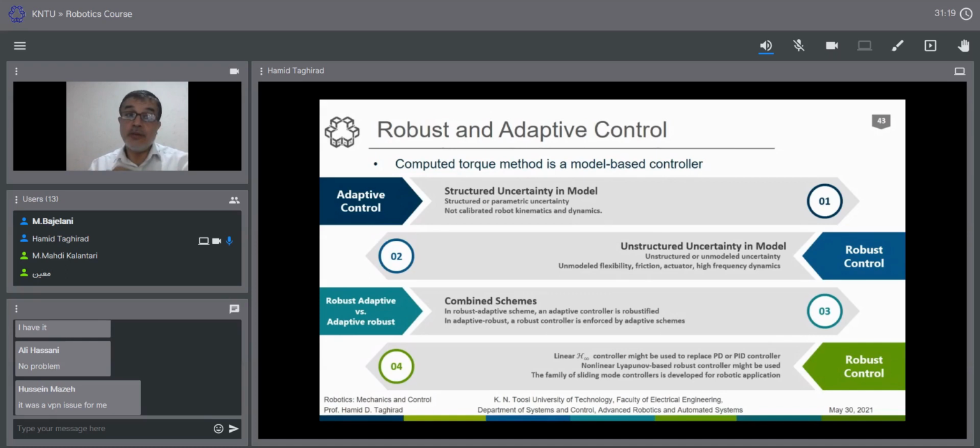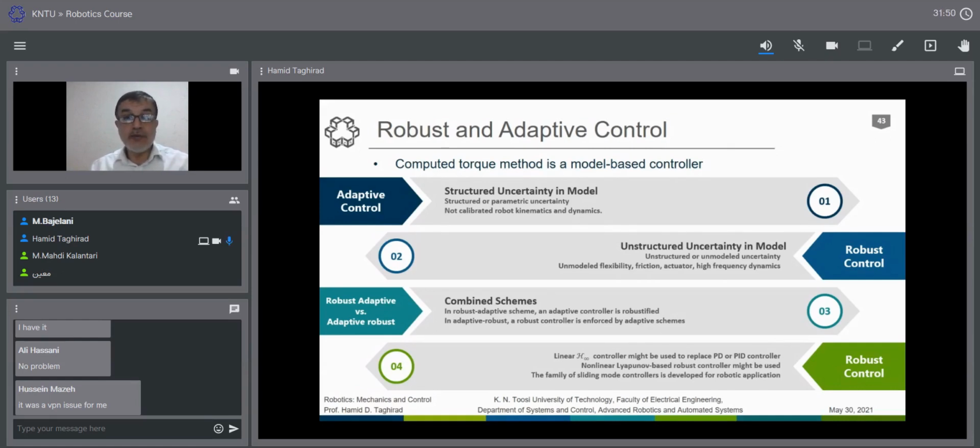Of course, the controller becomes much more complicated, and it is not really necessarily required in practice. But if you would like to have a very precise controller, as we have done on hard disk drive controllers in practice, then you would like to have a very accurate controller, and you might combine these two methods to have a robust adaptive controller or an adaptive robust controller.